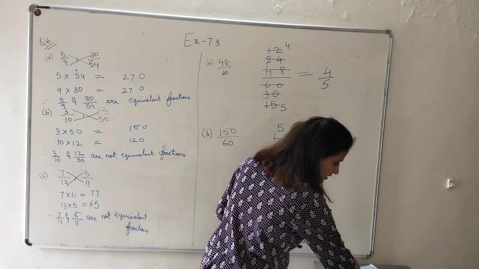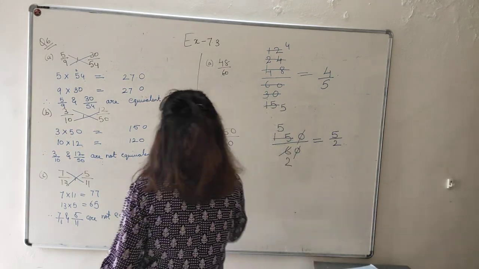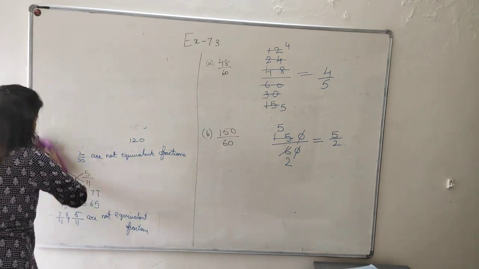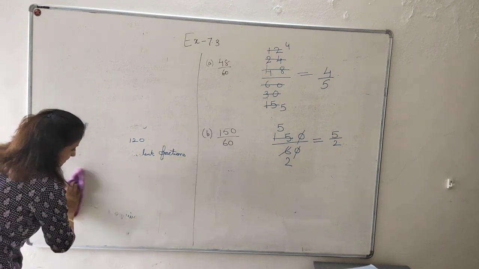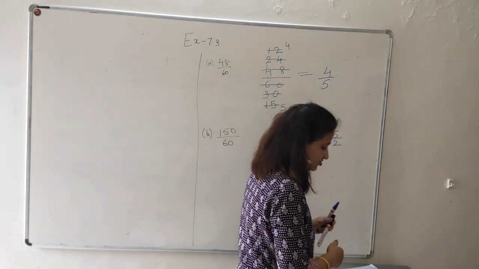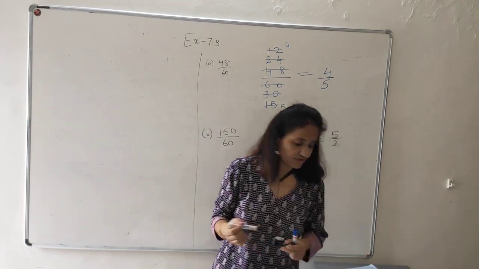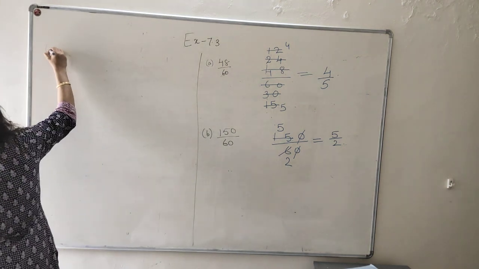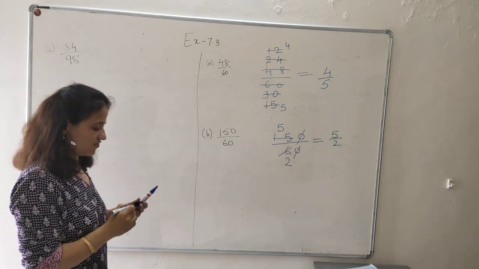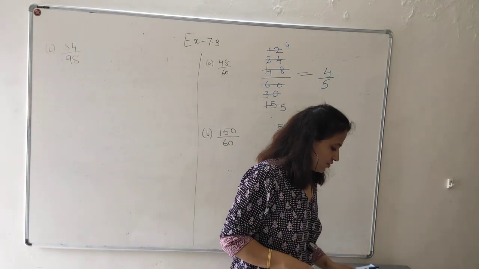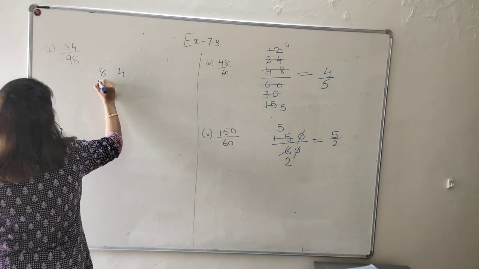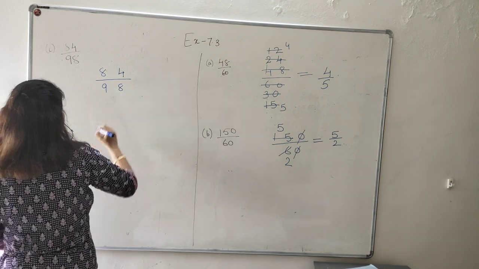Coming to C, I'll do it here. This is a very important question of this exercise or this chapter. This will continue in all the chapters. So you have to be thorough with the division of fractions. 84 upon 98. I'll take 8 and 4 keeping some gap in between and 98.